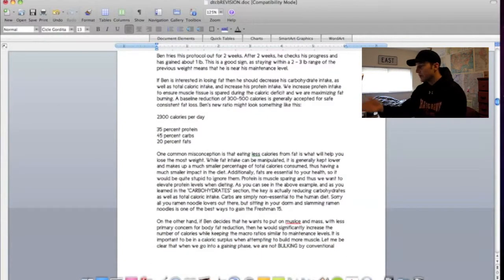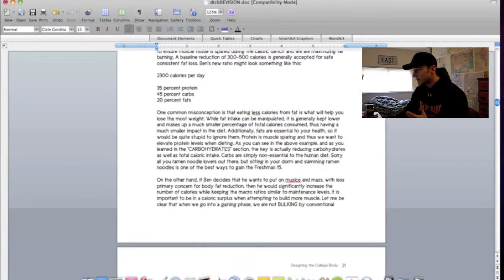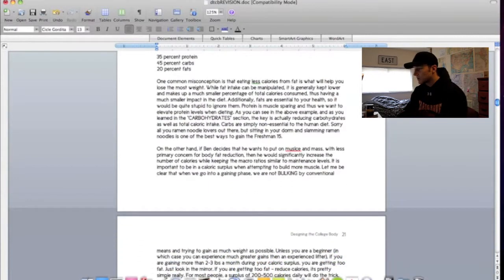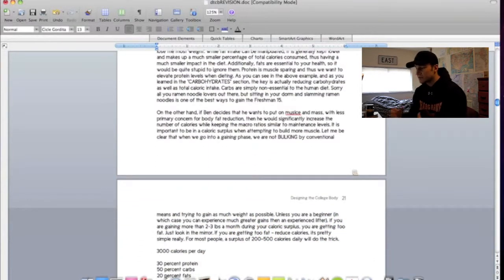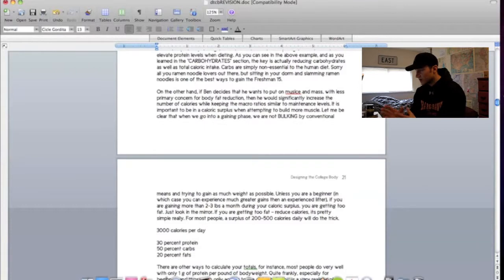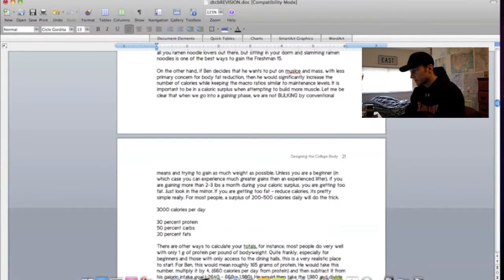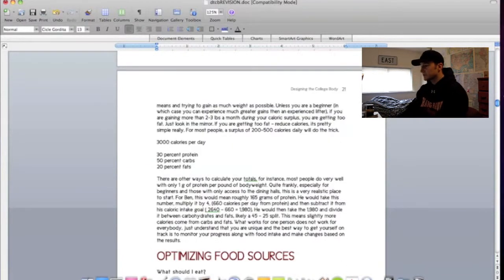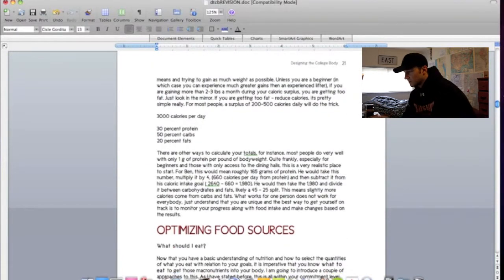On the other hand, if he decides he wants to put on more mass, if Ben decides that, he's going to increase his caloric intake. This isn't bulking by conventional means. You're not going to McDonald's and eating 87 double cheeses and 12 McFlurries every day, okay? He's going to go in a controlled surplus of 200 to 500 calories a day. So now he's up near 3,000 calories. He's got 30% protein, 50% carbs, 20% fats, up the carbs again because he's taking more calories in, and he's definitely hitting his protein totals.